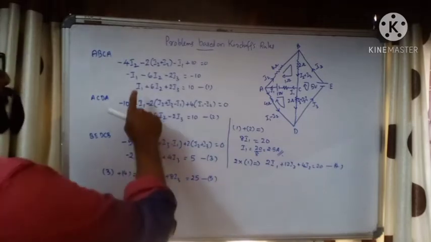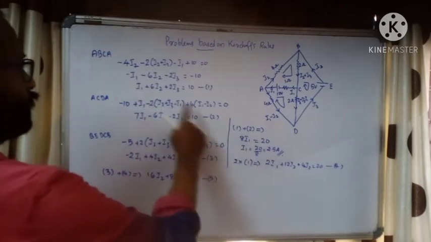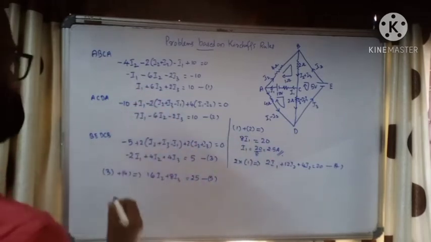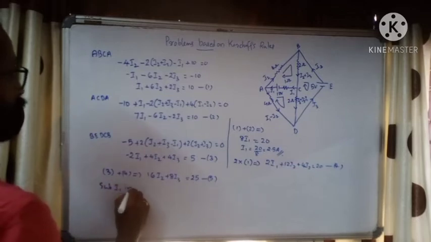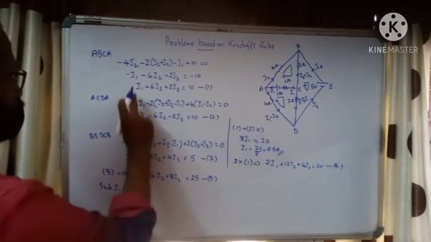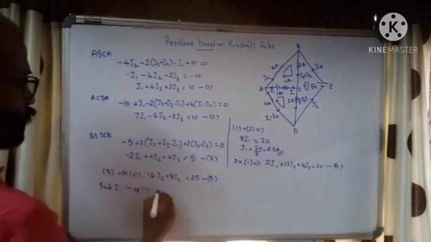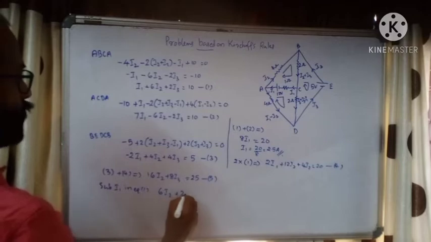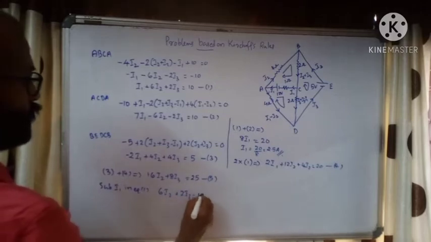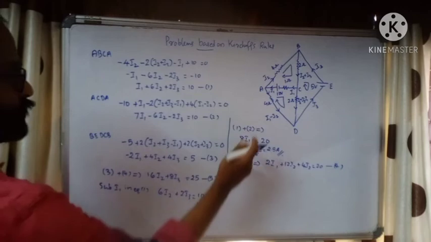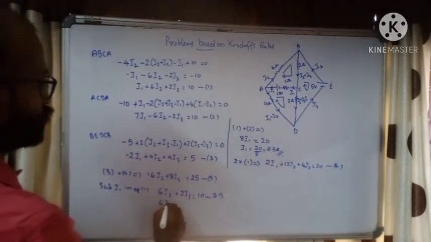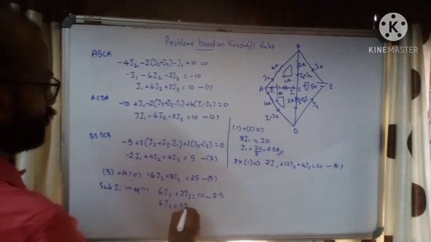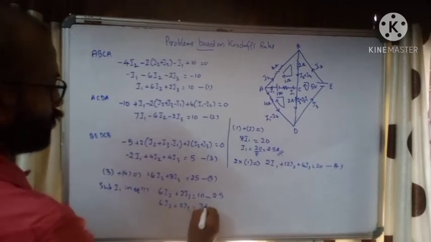Now what can we do? We have got the I1 value, so we can substitute I1 here. Substitute I1 in equation number 1. What will you get when you substitute I1 here? I1 is 2.5. So 6I2 plus 2I3 is equal to 10 minus I1. I1 is 2.5, so simplifying, you will get 6I2 plus 2I3 is equal to 7.5.